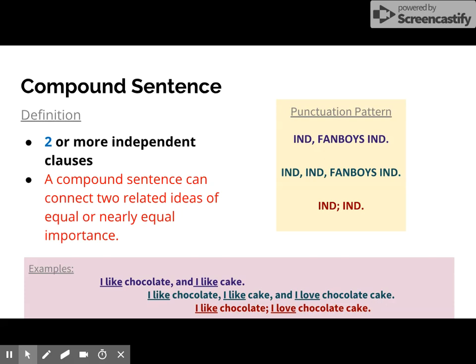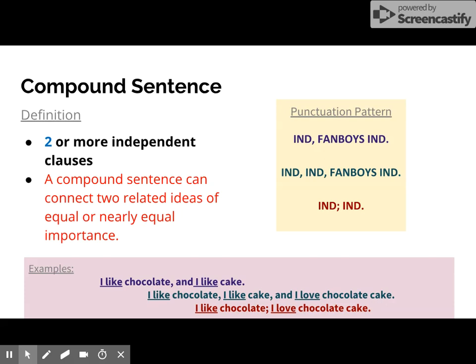Now, that's an example of a compound sentence with 2 independent clauses, but by definition, a compound sentence can have 2 or more. So for example, in the greenish color, I like chocolate, I like cake, and I love chocolate cake. I've got 3 independent clauses. I could go on with 25 independent clauses about all sorts of desserts, and it would still be a compound sentence as long as they're all independent clauses.